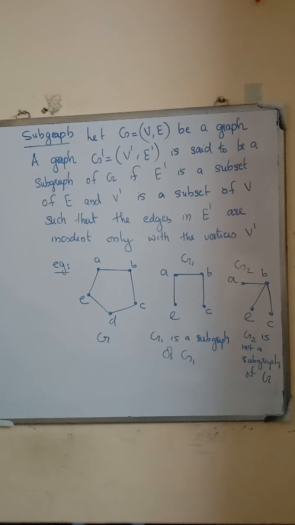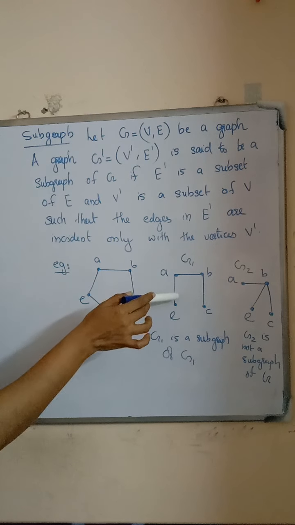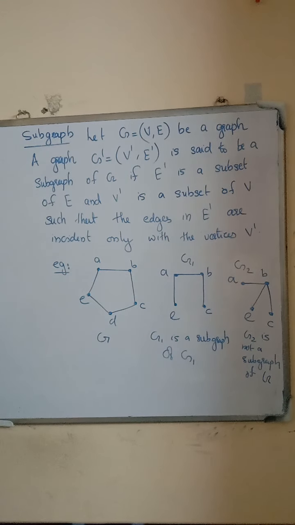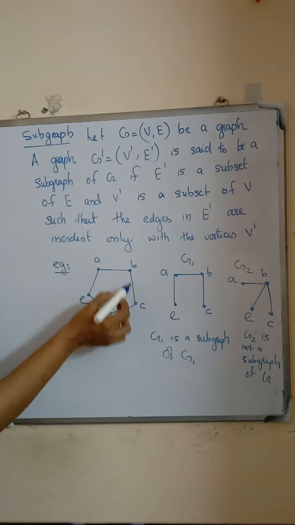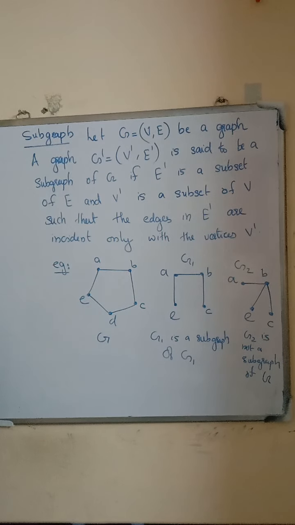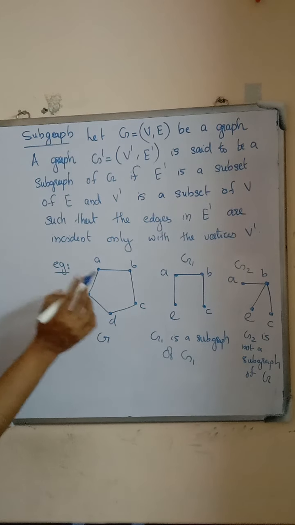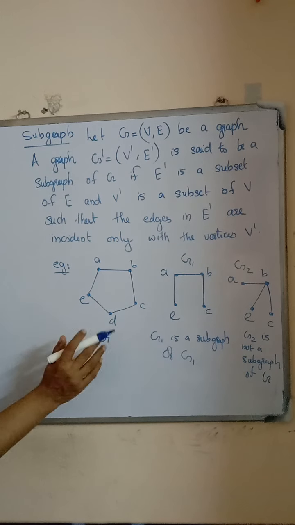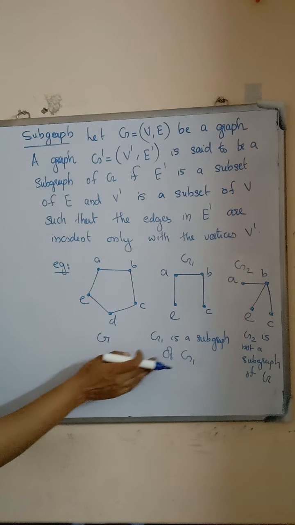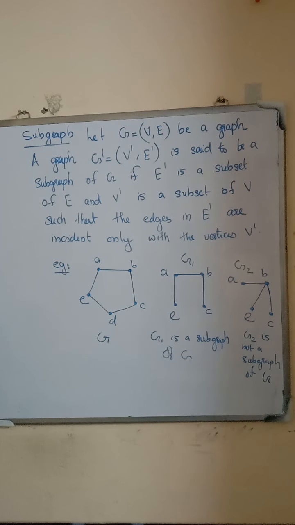For example, here is graph G with the vertices A, B, C, D, and G1, another graph with vertices A, B, C, E. Here in G, A and B are adjacent, B and C are adjacent, A and E are adjacent. And A, B, C, E are also vertices of G. So G1 is a subgraph of G.